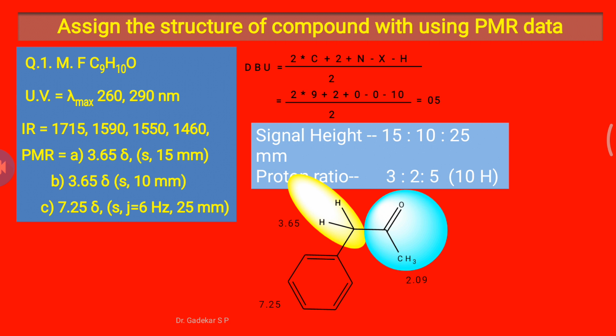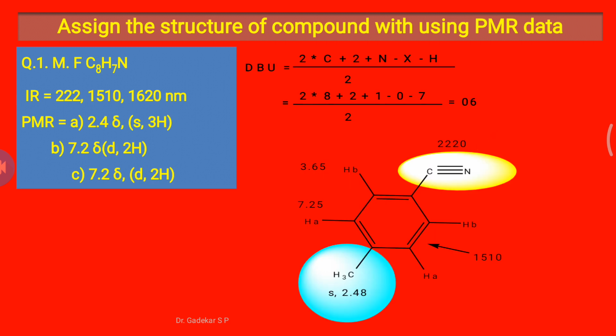So this may be 1-phenyl-2-propanone. This is the structure of the given compound. So we assign the structure of the compound using the given information of UV, IR and PMR data. So, next example.